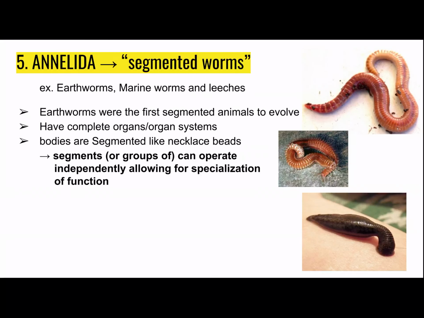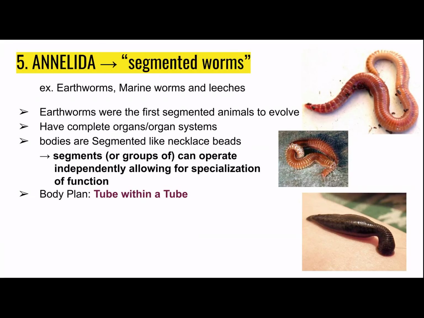If you've ever picked up an earthworm or have seen some of those really large earthworms, they have a little band around their body. That actually is a very important structure, because that's where the sex organs are located and things like that. So segments or groups of segments can operate independently, allowing for specialization of function with these organisms.